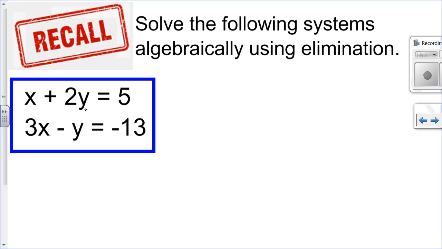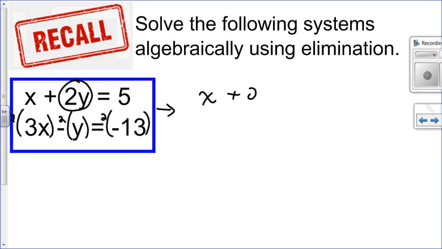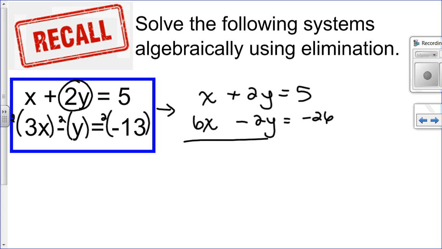Since I have 2y here, I'm going to multiply everything by 2 here to make them the same. Well, same but opposite. It's fair as long as I do it to every single term because it is an equation. So 2 times 3x minus 2 times y equals 2 times negative 13. Now, looking at this, I can eliminate y by adding. Since they are opposite, I'm going to add. So x plus 6x is 7x. 2y plus negative 2y, those are gone, equals 5 plus negative 26, negative 21.